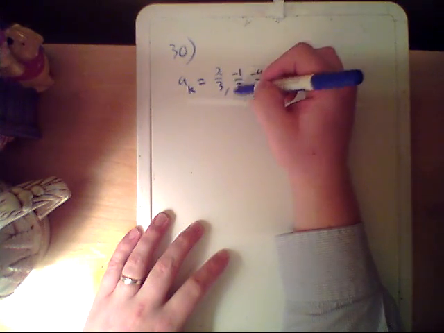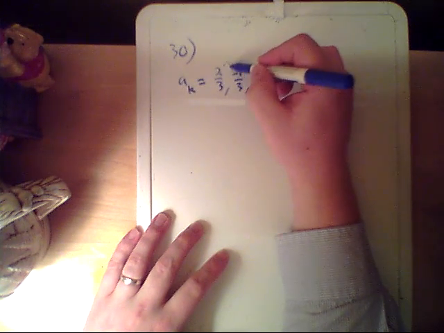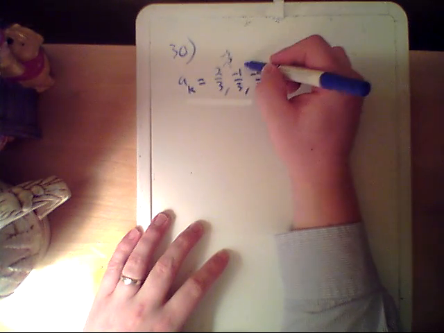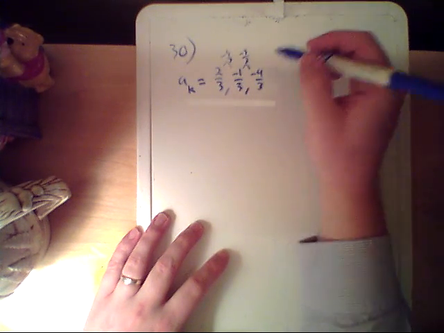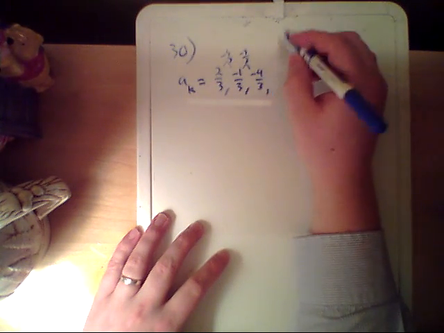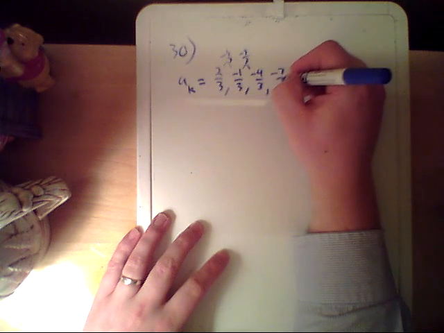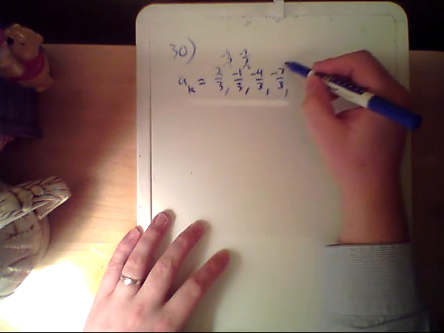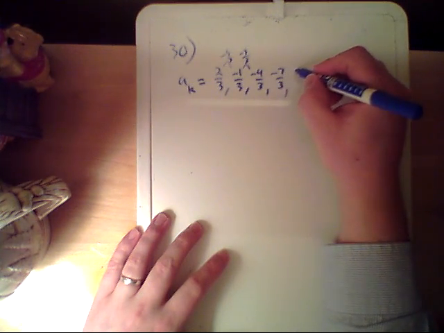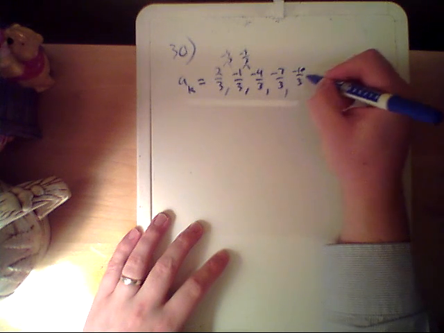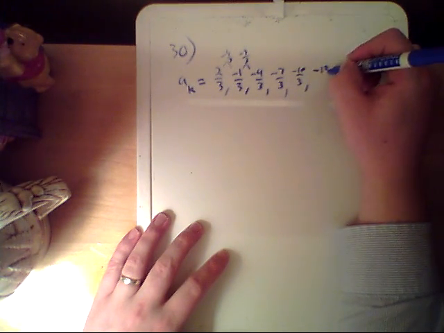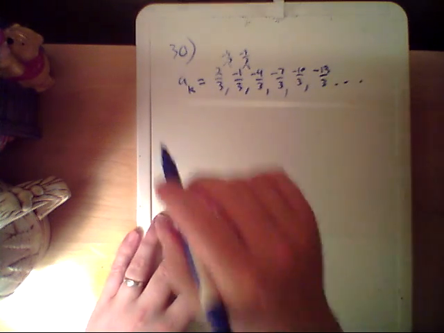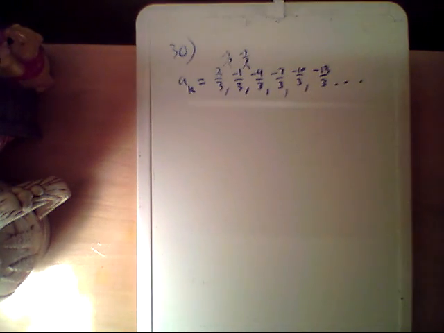2/3 minus 3/3 is going to be -1/3. So we're subtracting 3/3. And we're subtracting 3/3 here as well. So let's just continue to do that. -4/3 minus 3/3 will be -7/3. -7/3 minus 3/3 would be -10/3. And then -10/3 minus 3/3 would be -13/3, etc. And off you go. All right, number 33 is on the next page, it looks like.